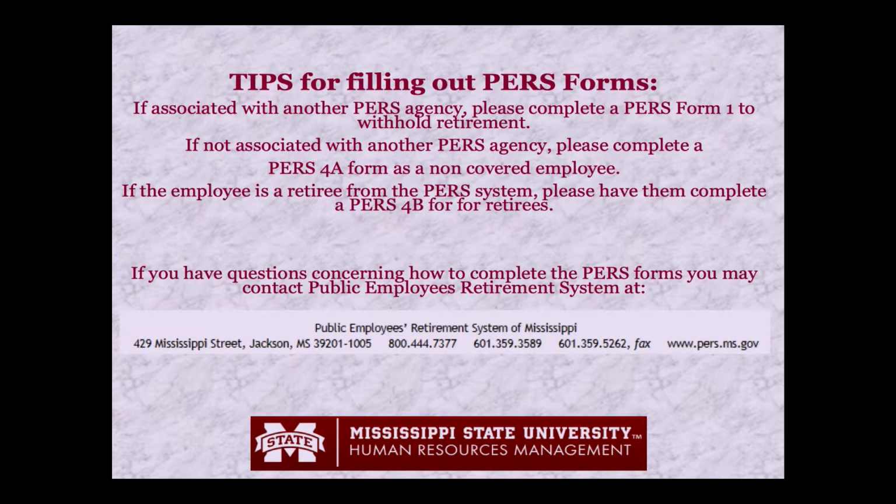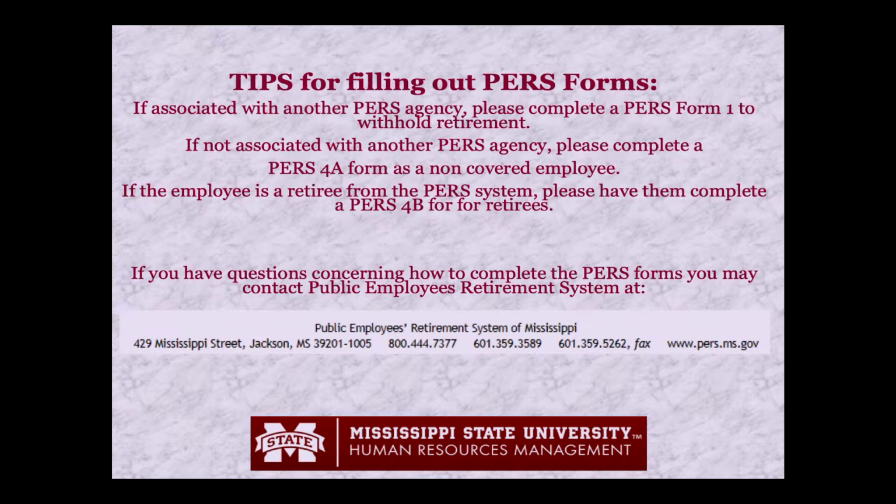Okay, now we're going to go through some tips for filling out the PERS forms. If associated with another PERS agency, please complete a PERS Form 1 to withhold retirement. So if the employee is working with another state agency, such as one of the school systems, they would need to complete the PERS Form 1 to hold out retirement here, since they're having retirement withheld at that agency.